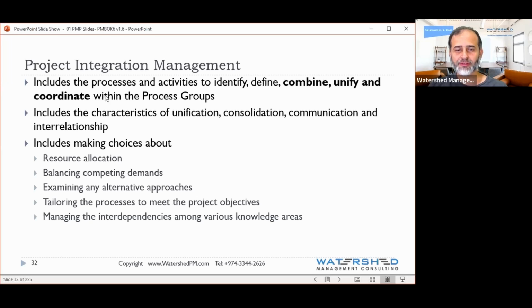So within the process group, coordination is default, meaning that while you're within planning, there's coordination happening. But between what? Between everything else: between scope and schedule, schedule and cost, cost and quality, risk and cost, between everything else.